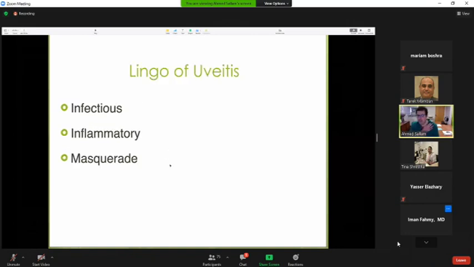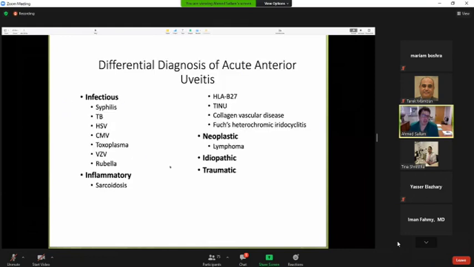So very important, any uveitis is actually infectious, inflammatory, or masquerade. Any uveitis. So if you go for anterior uveitis, for example, it's the same vitritis and retinitis as we're going to see later on. So when anyone asks you about the cause of uveitis, always think about infectious, inflammatory, and masquerade. And thinking this way is good, because then you have the mindset to try to reach the diagnosis. And then some cases are actually undifferentiated. Actually, a lot of cases are undifferentiated. So if you look at anterior uveitis, the majority of the cases are HLA-27 positive or undifferentiated.